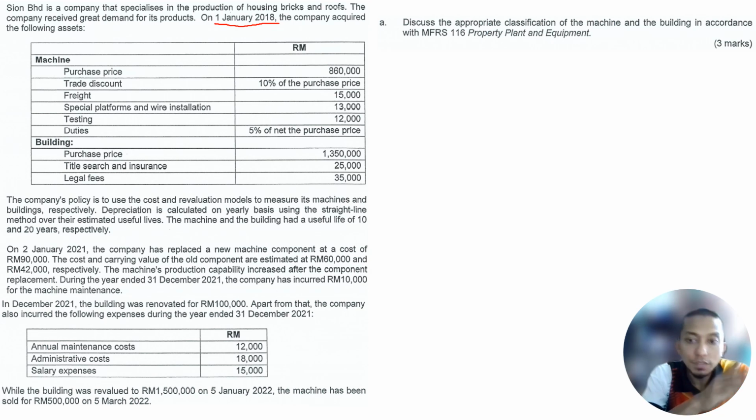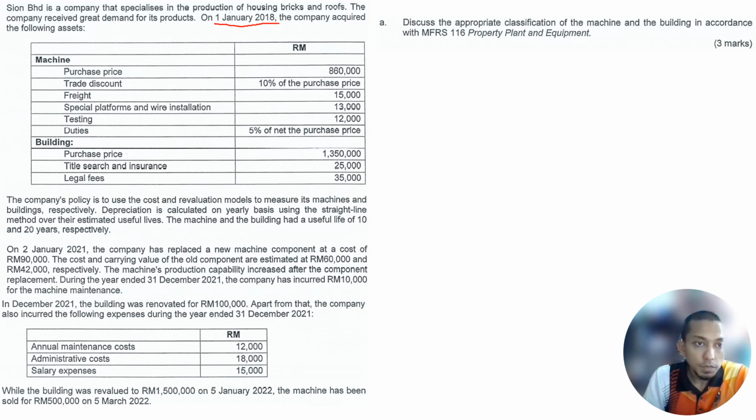All right, so now the date given to you is 1st of January 2018 first. The company acquired the following asset. So now they have two types of asset, which is machine and building. As we know that for machine and building, in order for us to calculate the initial cost, we have to decide whether the cost should be included or not.